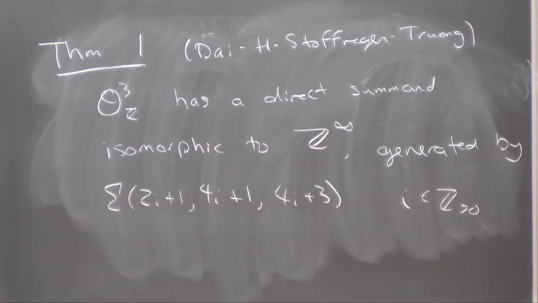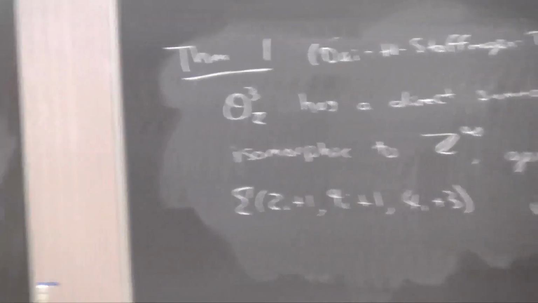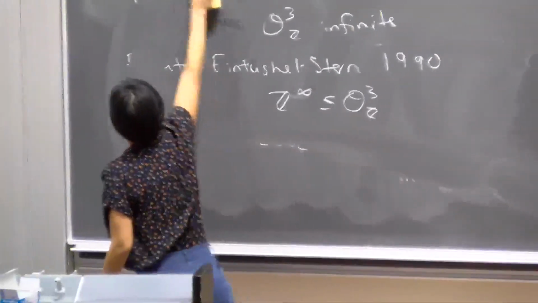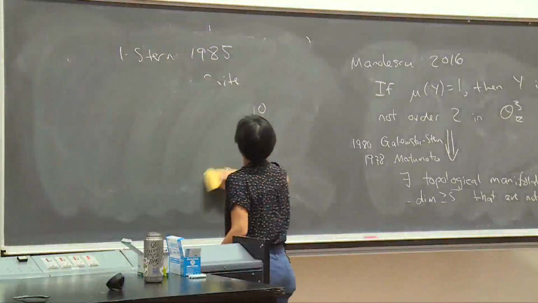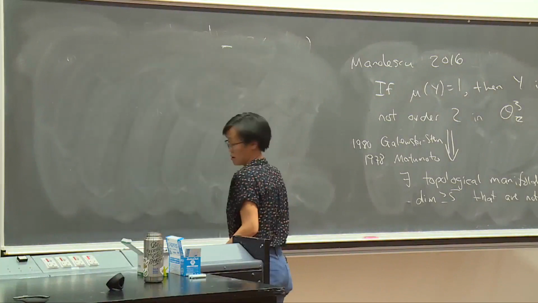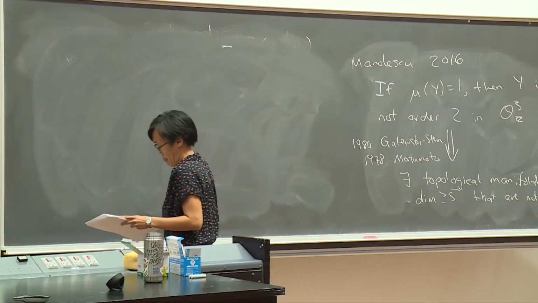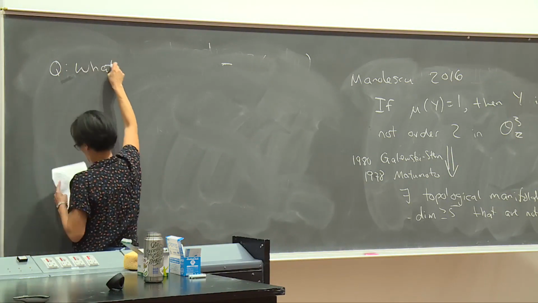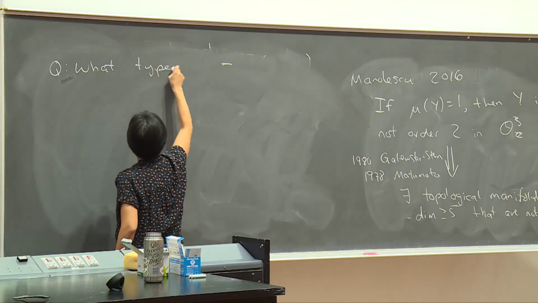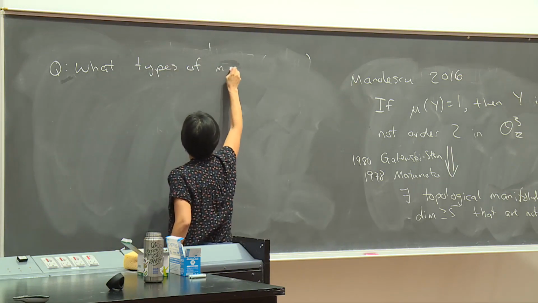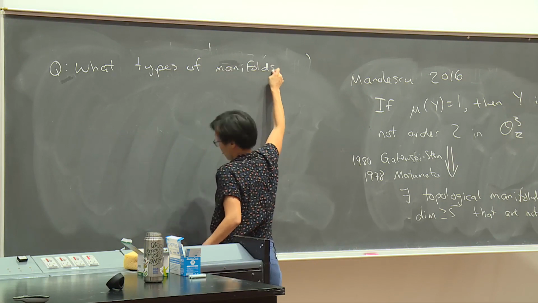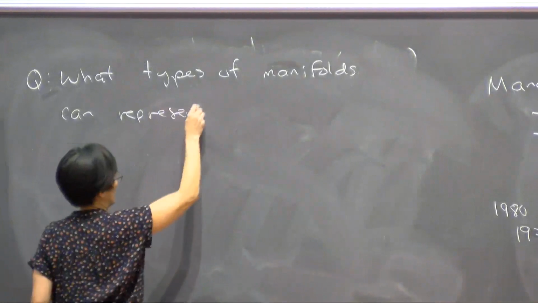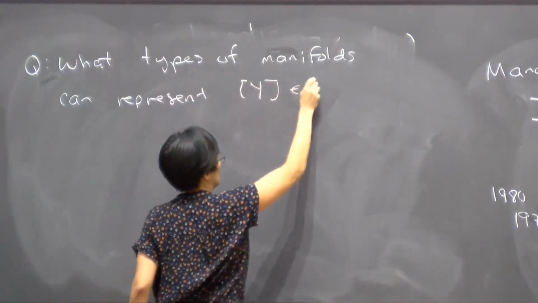All right. What other questions might you ask about the homology cobordism group? Well, you might ask what types of manifolds can represent a given class in the homology cobordism group. The next question I want to address is what types of manifolds can represent a given class in Theta^3_Z.